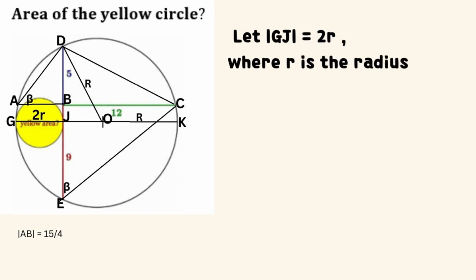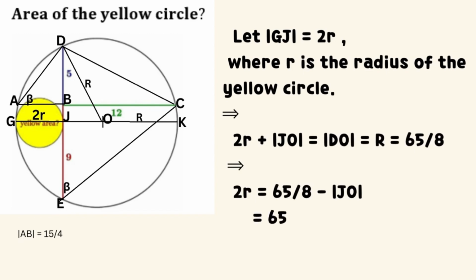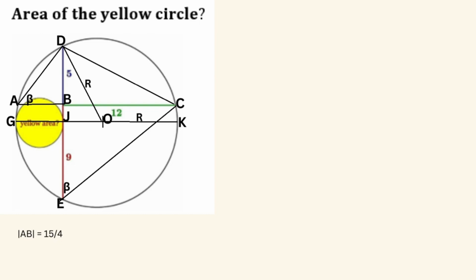Let line GJ equal the product of 2 and r, where r is the radius of the yellow circle. It signifies that the sum of 2 times r and line JO equals line DO, which equals R. The result is equal to 65 divided by 8. It follows that 2 times r equals 65 divided by 8 minus line JO, which equals 4. After substitution and simplification of values.